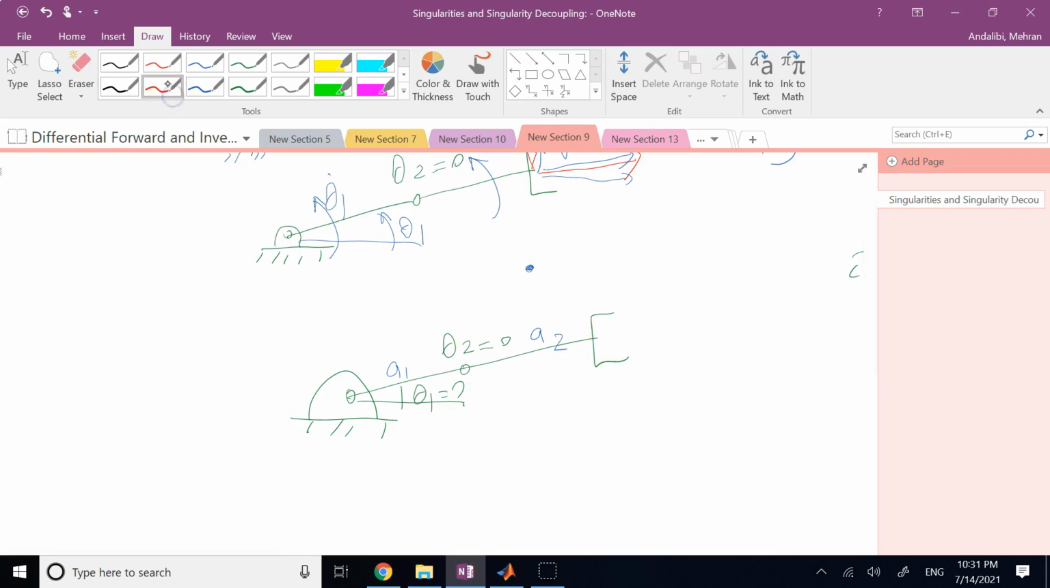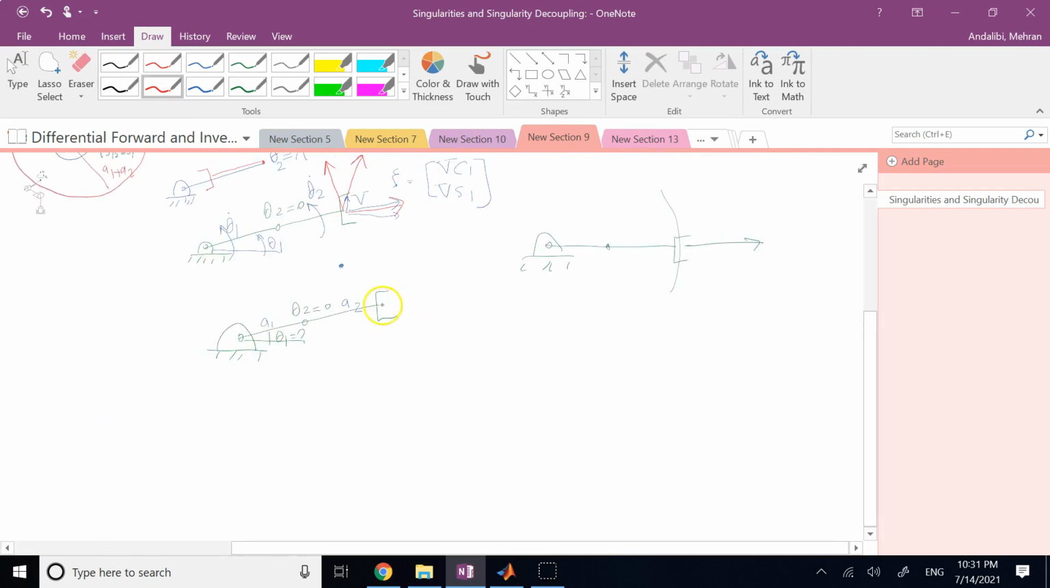Because now, by changing theta 1, all I can achieve is the points on this circle. That's all I can achieve. These two links, when theta 2 is kept at 0, act like one single member. So, if this point that I'm asking the end effector to go to, if this x of e and y of e are on this circle, then how many solutions exist?